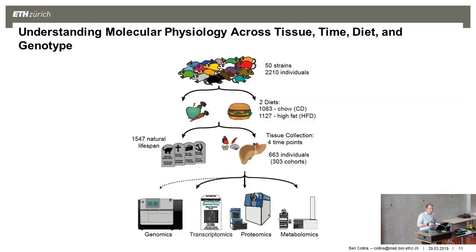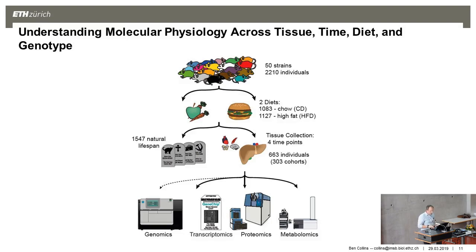Evan is continuing to work on these, and the latest study he's been working on for the last few years is a very large-scale study where they use this BXD mouse population to look at molecular physiology across tissue, time, diet, and genotype. They take a whole bunch of mice from these strains, feed half of them a chow diet, half of them a high-fat diet, and then they allow some of these mice to die with a natural lifespan. They also sacrifice a large portion of these mice and collect tissues at different stages along the way. And then they're doing a multi-omics approach here, measuring genomes, transcripts, proteomes, and eventually metabolomes.